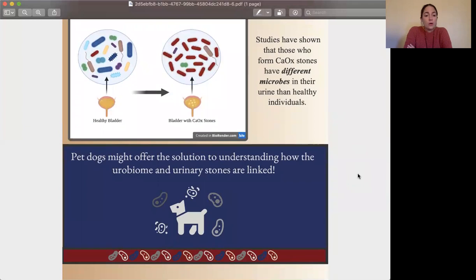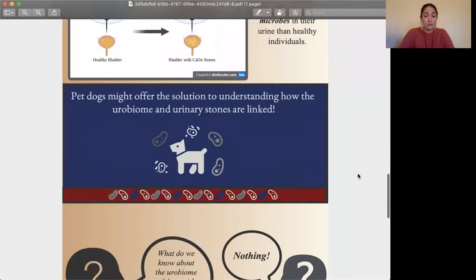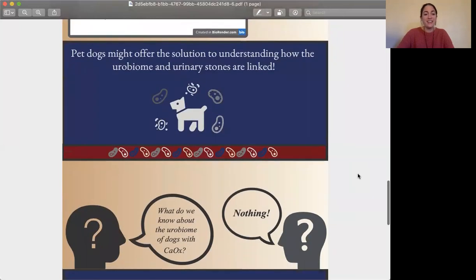Now, dogs are one of the few species, aside from humans, that form calcium oxalate stones naturally, which means that by studying this question in dogs, we have an opportunity to better clarify if and how that urobiome and urinary stones are linked. But unfortunately, currently we know absolutely nothing about the urobiome of dogs with calcium oxalate stones.